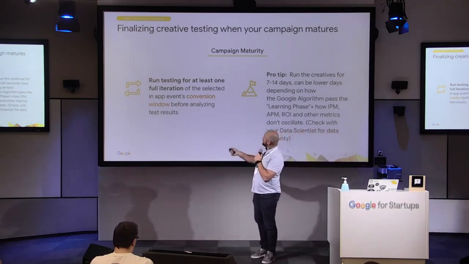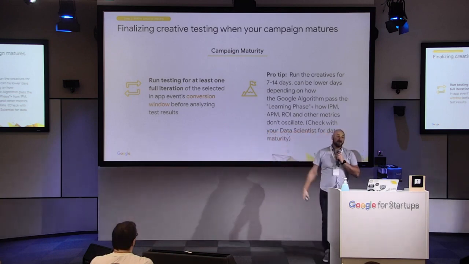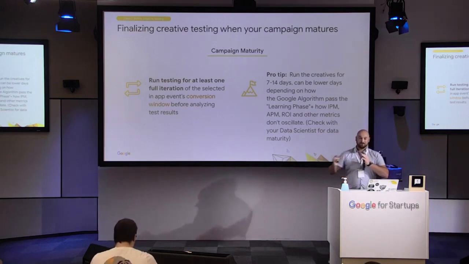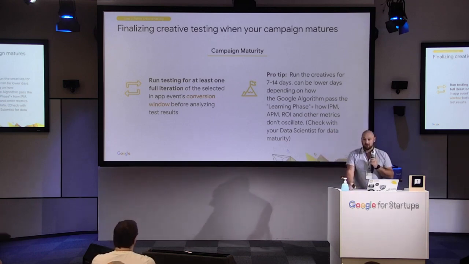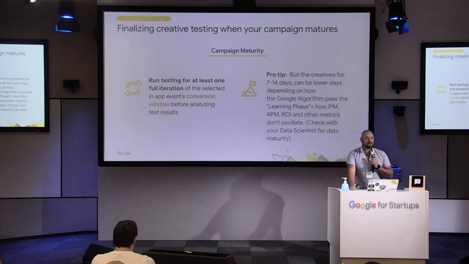Run a test for at least one full iteration of the selected in-app event's conversion window before analyzing test results. This is extremely important for TROAS campaigns as well, because you set the target on the conversion window. So that's all the campaign really cares about. If it's a day 14 target, it's going to look at it at day 14. So if you start making changes after day 3 — in some cases I've had people try to make changes after day one — it's not how the system necessarily works.